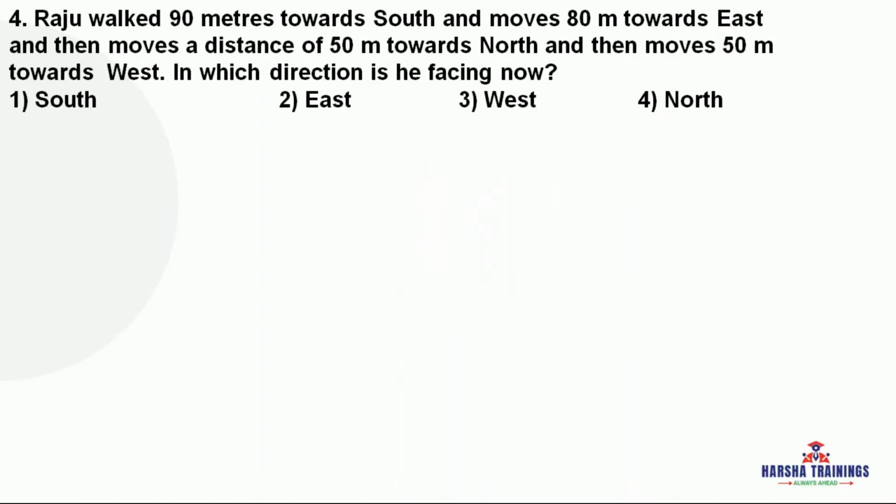So Raju walked 90 meters towards south and moves 80 meters towards east, and then moves a distance of 50 meters towards north, and then moves 50 meters towards west. In which direction is facing now? For example, you're going to north side, so left means you're moving west side. Again traveling some distance. Okay, again turn to right side, left side, some distance traveled. Yeah. The last place is there, you're counting starting place.